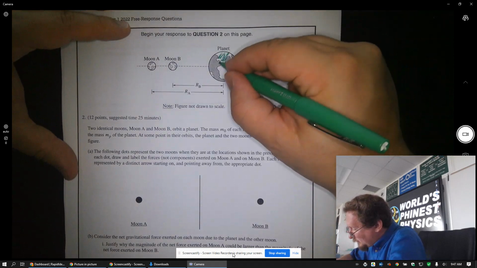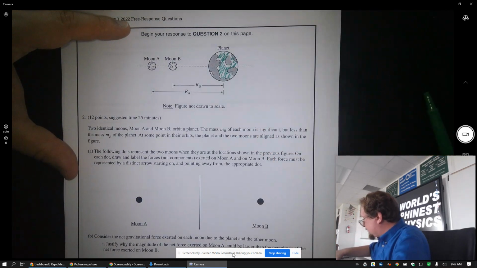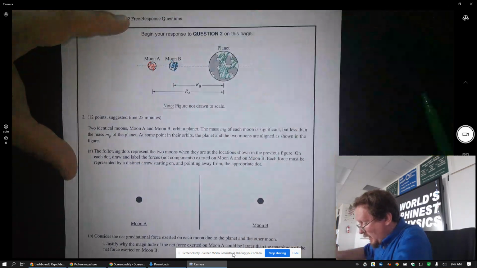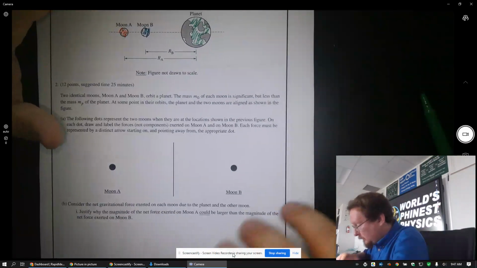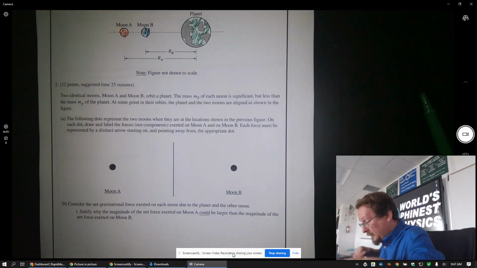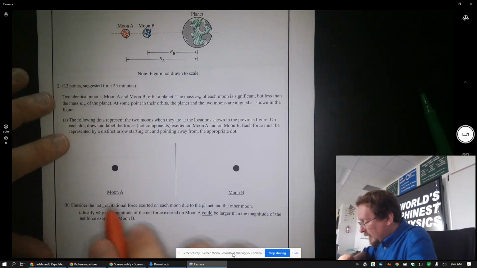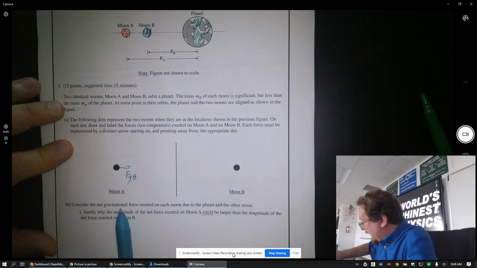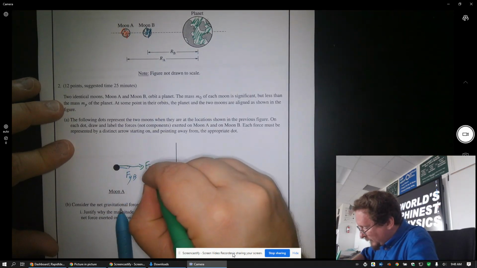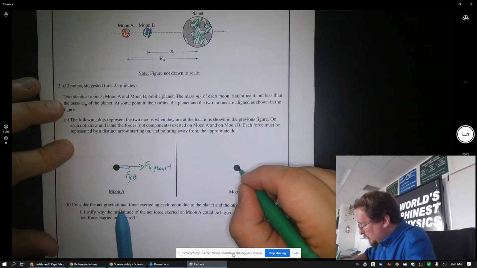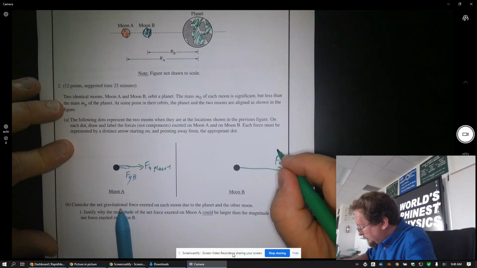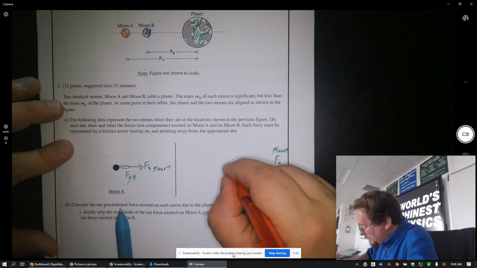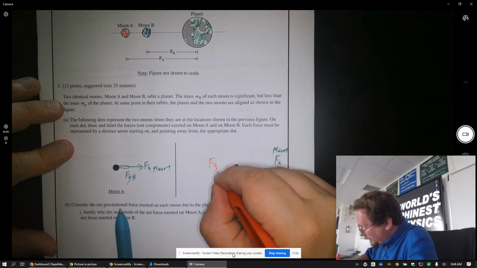Let's make the planet be like green, and let's let the moons be, I don't know, blue, and then the other moon can be red. Okay, so the 2 moons, when they have the location shown in the figure on each dot, draw and label forces. So on Moon A, you have a force of gravity from Moon B, and you also have a force of gravity from the planet. And on Moon B, you have a bigger force of gravity from the planet because it is closer to the planet, but you also have some force of gravity from Moon A.